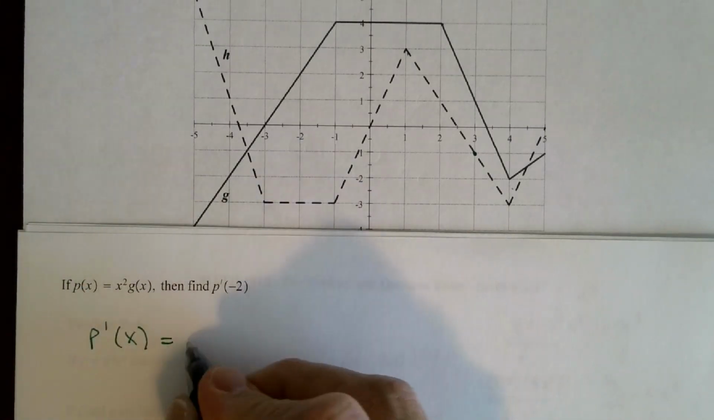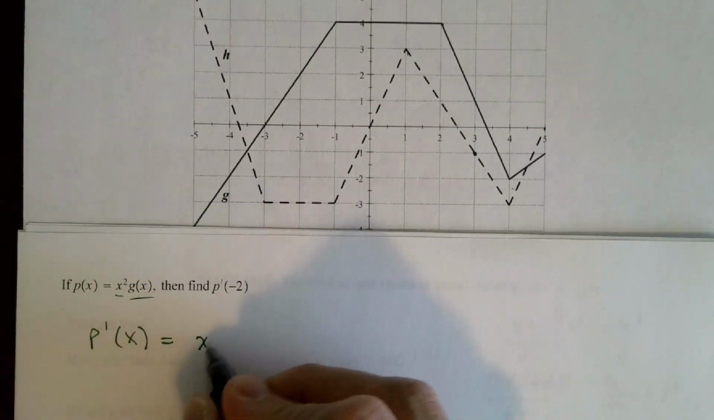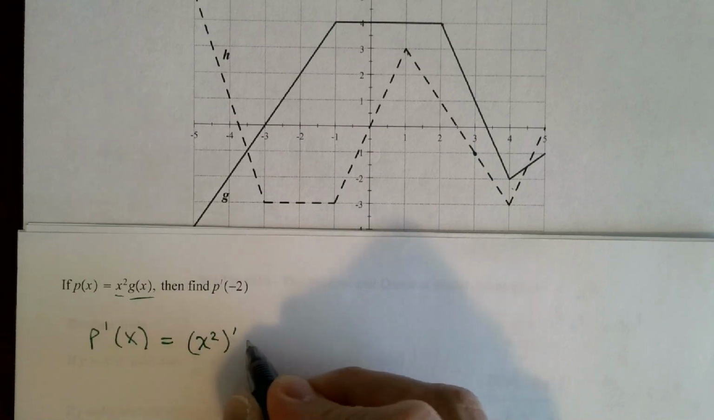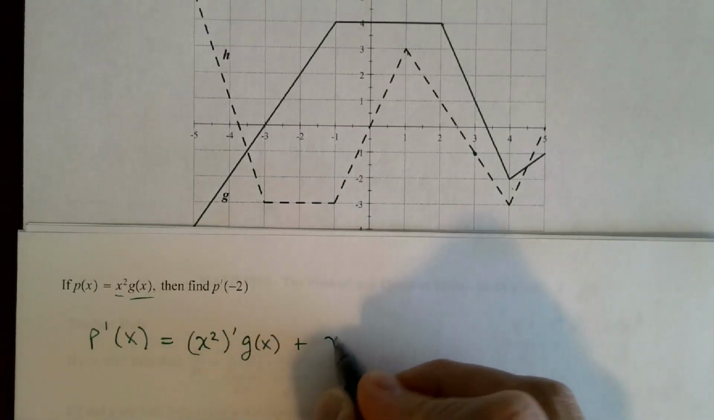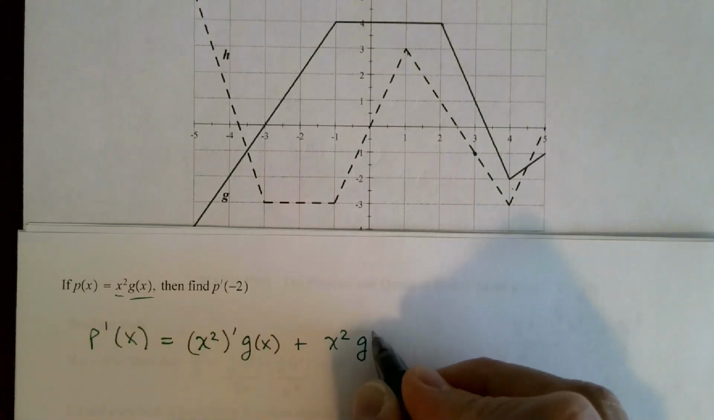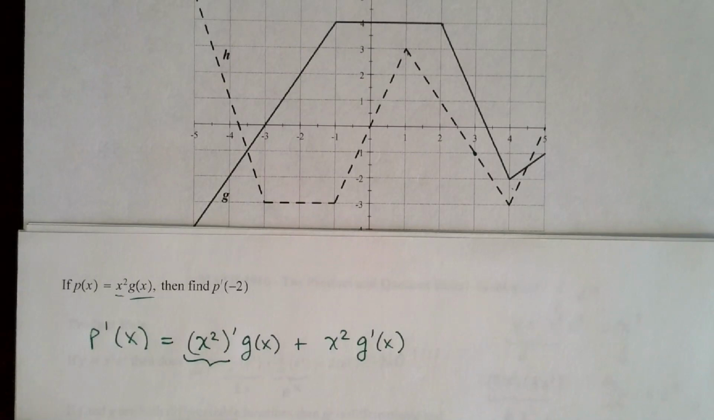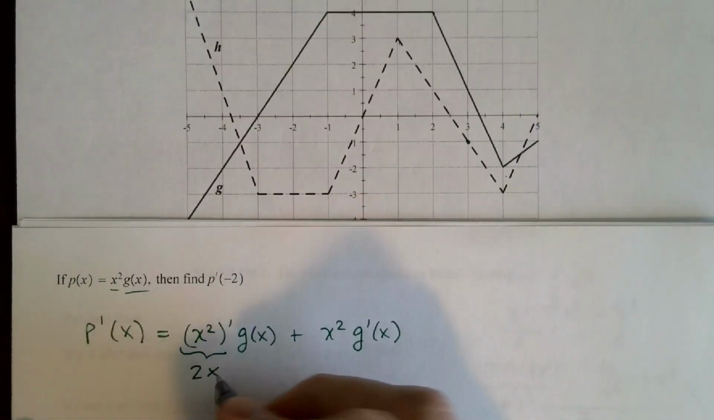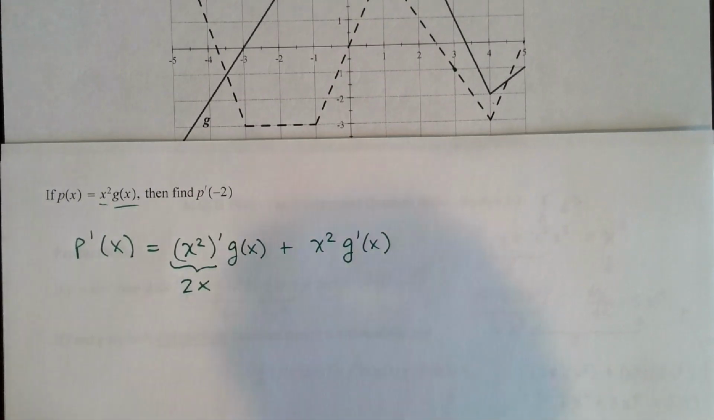Here I've got x squared times g of x. So this will be the derivative of x squared times g of x plus x squared times the derivative of g, which is just g prime of x, right? What's the derivative of x squared? That's pretty easy. You should know that. 2x, right? So there's my formula for p prime of x.